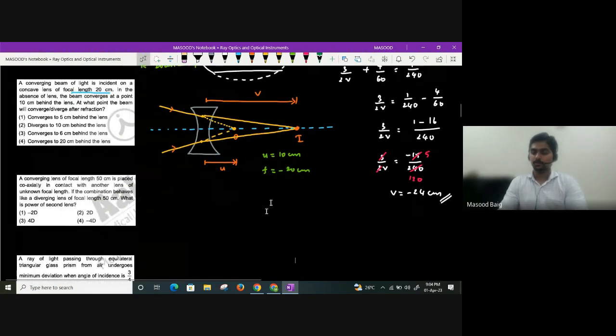So again, can I apply the lens formula? The lens formula is 1/v minus 1/u equals 1/f. I can write 1/v as 1/f plus 1/u, which I'll get as minus 1/20 plus 1/10. If I take 20 as the LCM, I'll get minus 1 plus 2, which is 1/20. So what will I get as the v value? I'll get 20 centimeters. Yes or no?